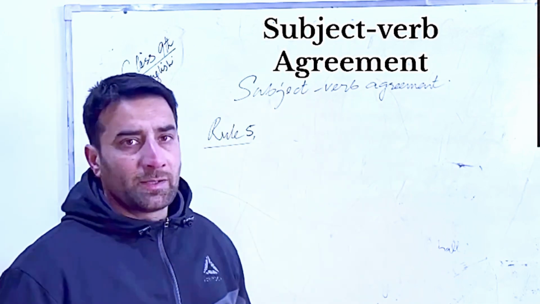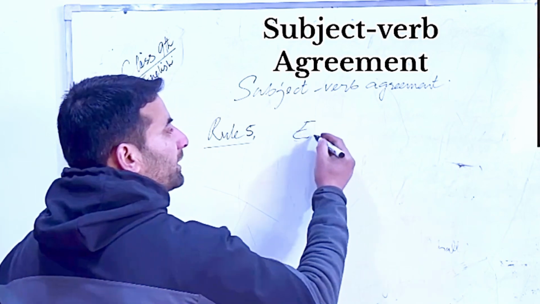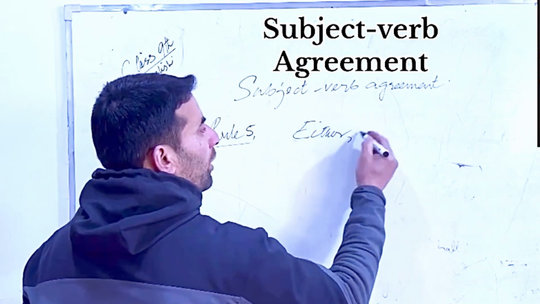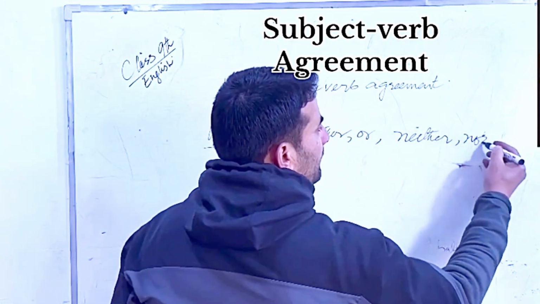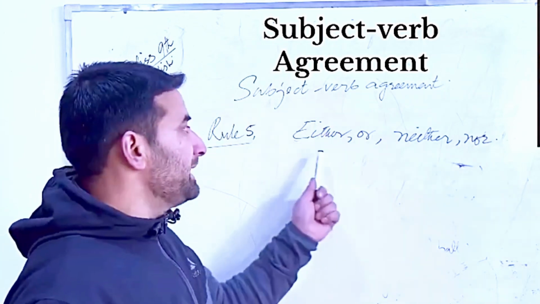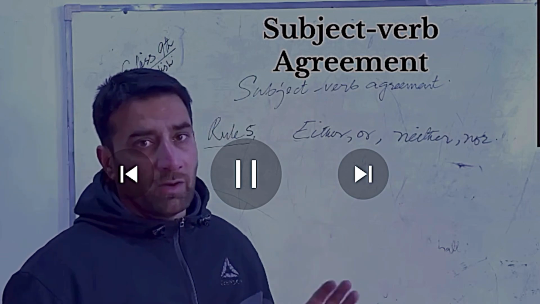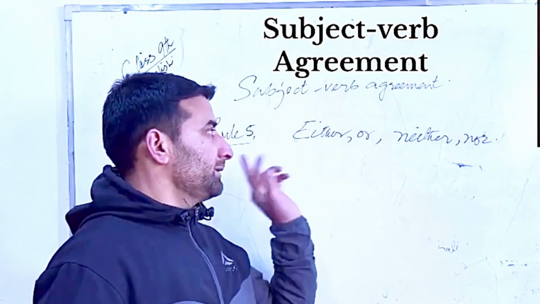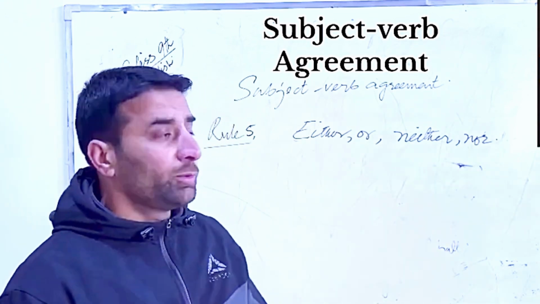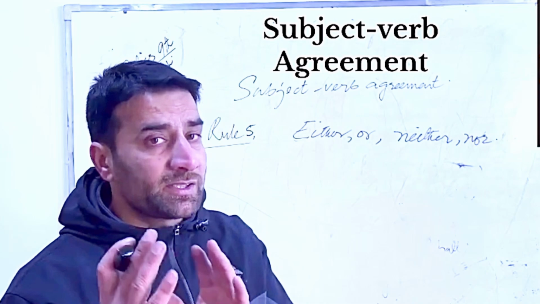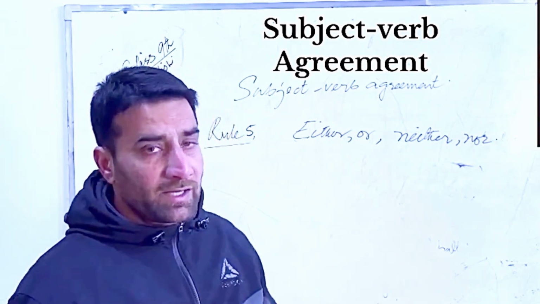So rule number 5 is sentences consisting of the words either or, and neither nor. What will be the corresponding verb if these are acting as noun or noun phrases of a sentence? So when we talk about these either or and neither nor, the corresponding verb should be according to the nearest subject or noun or pronoun of that very sentence. Let us go for an example to understand it in a better way.